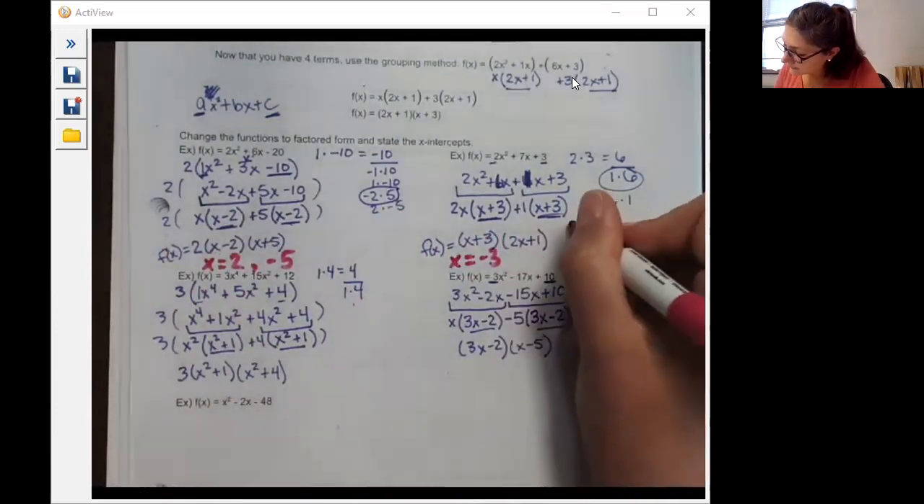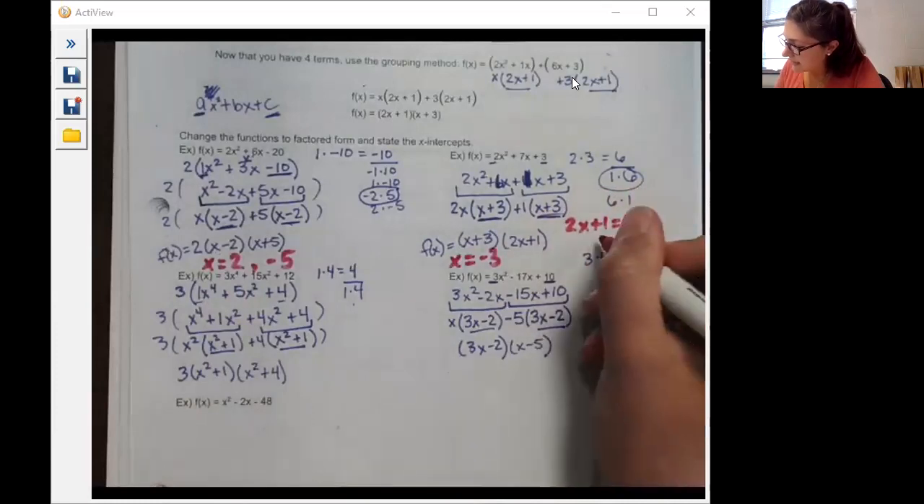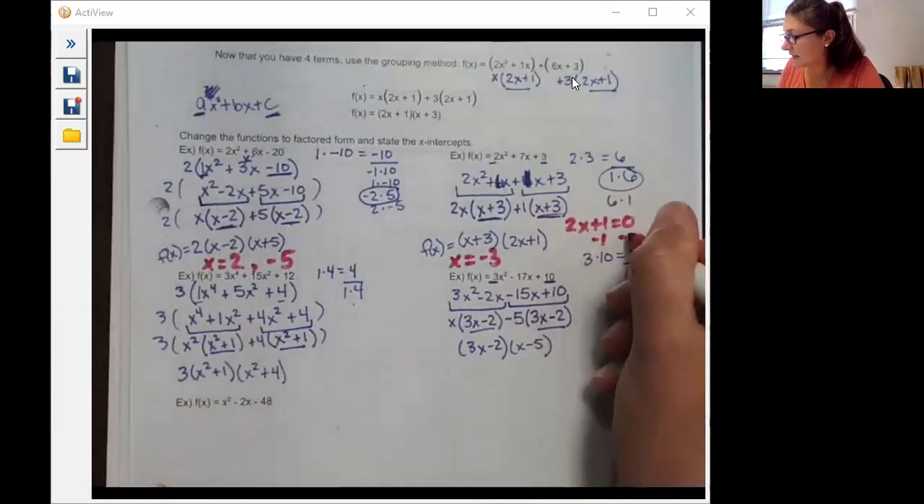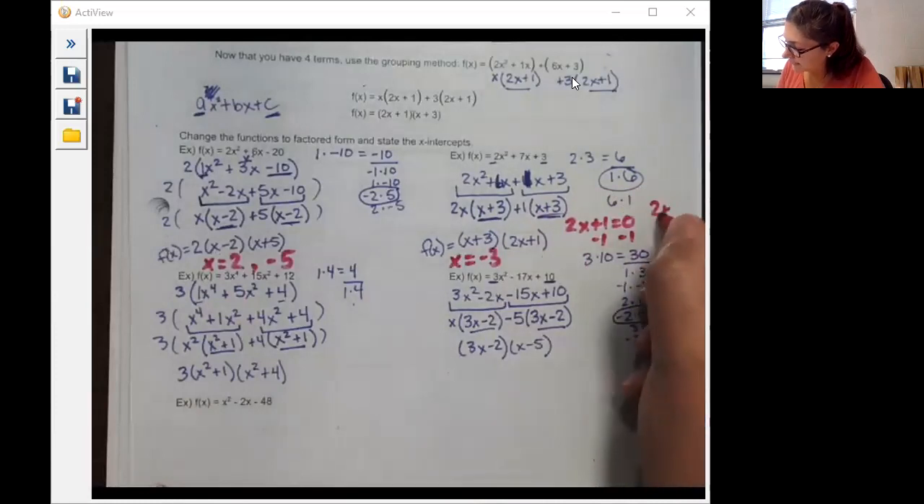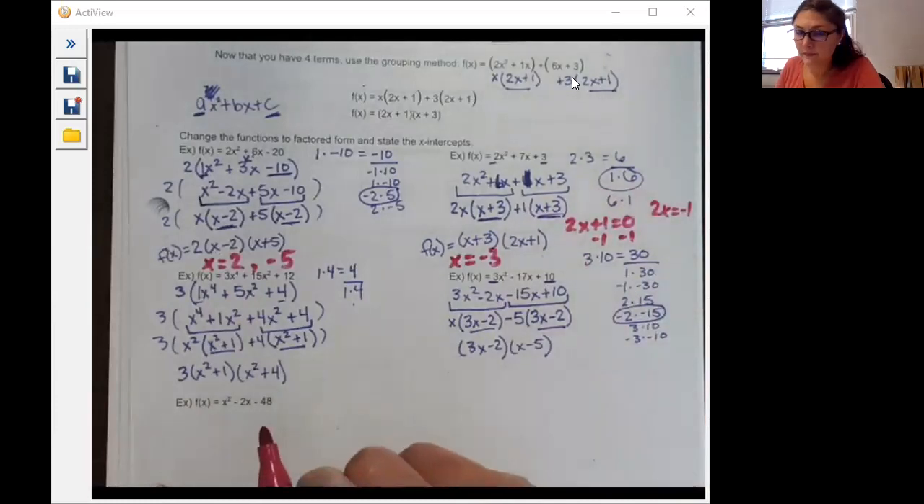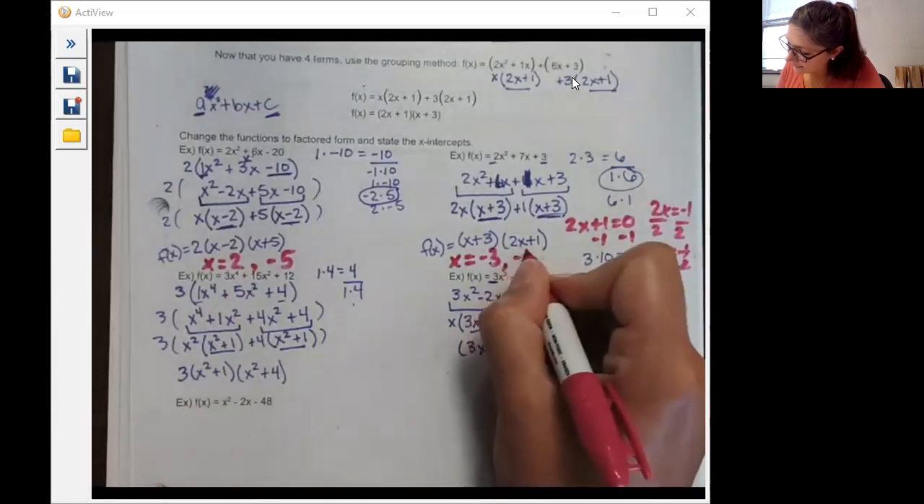And then this 2x plus 1, since I have that 2 in front, I'm going to go ahead and set this equal to 0 and solve for x. That means I need to start by subtracting 1 from each side. So then I would have 2x equals -1, and then divide both sides by 2 to get x equals -1/2. Just tack that onto my list here.